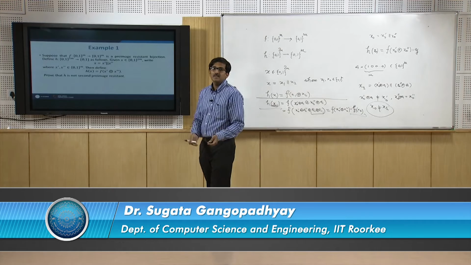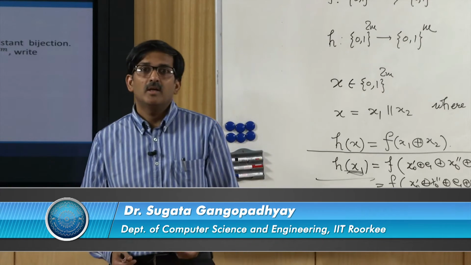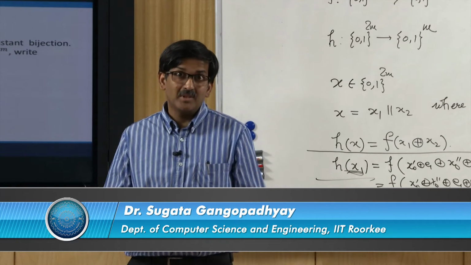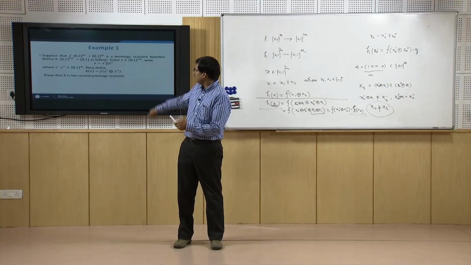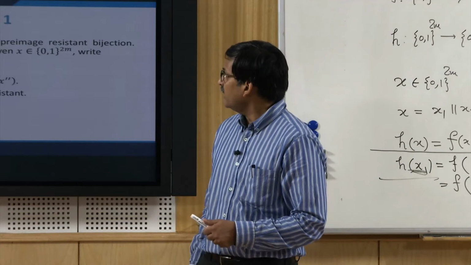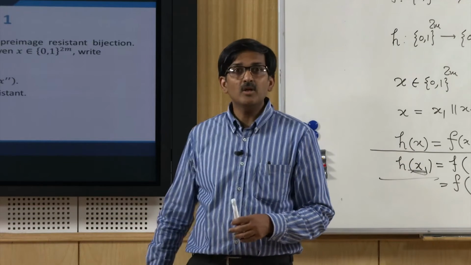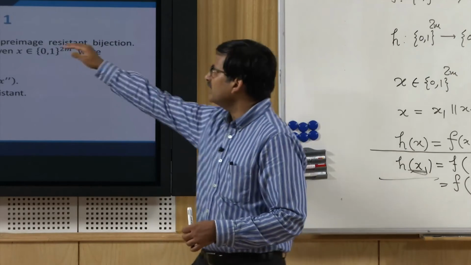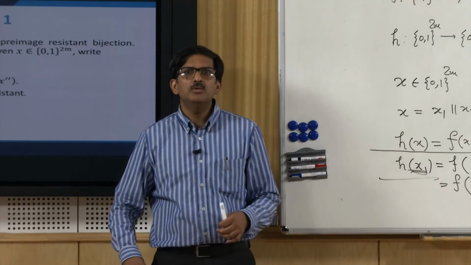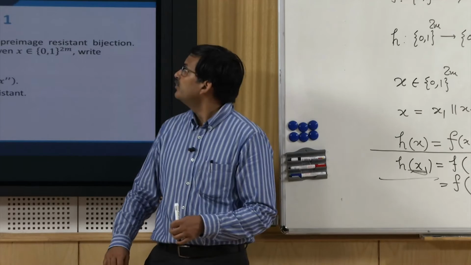So, this is why this construction leads to a hash function which is not second preimage resistant, although the compression function used is pre-image resistant.